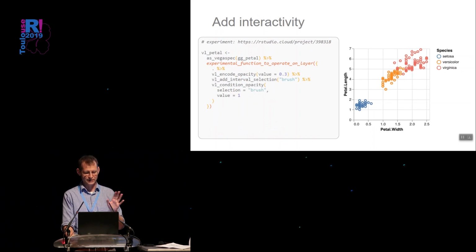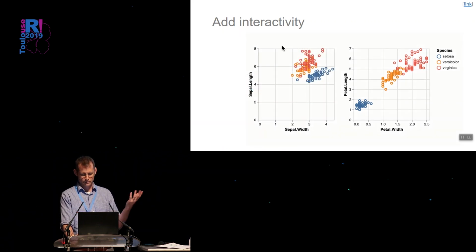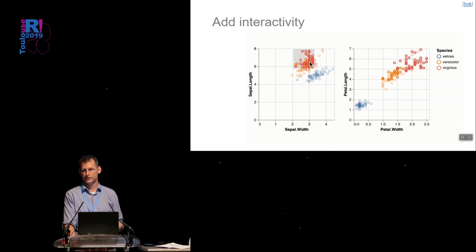So this function that operates on a layer, we have something up in our Studio Cloud, but I want to show that we can add an encoding for opacity, that we can add a selection, and then we can say if we're selected, we want the opacity to be 1. If we're not selected, we want the opacity to be 0.3. Do the same with the sepal, concatenate our specs, and we get the demo that we saw at the top.